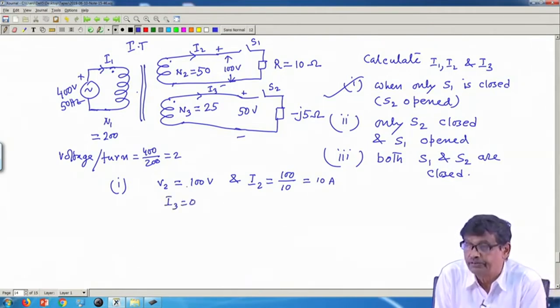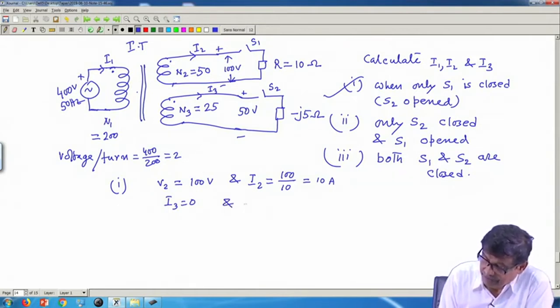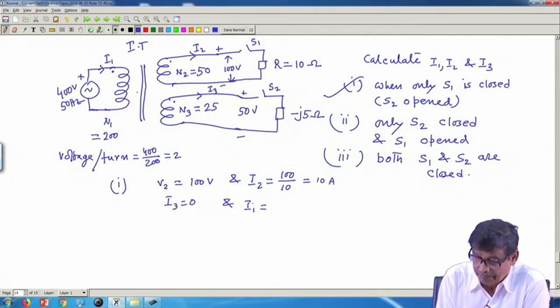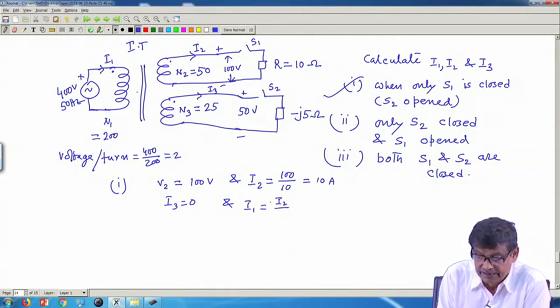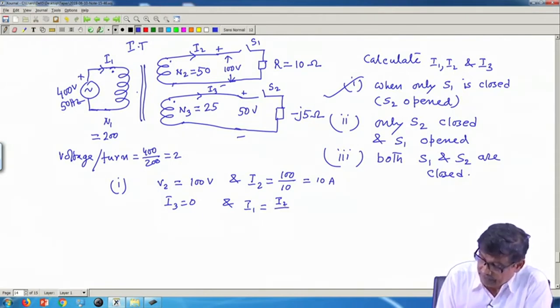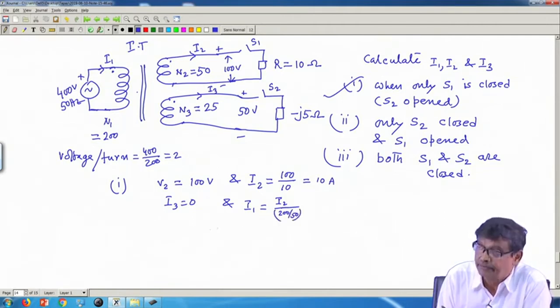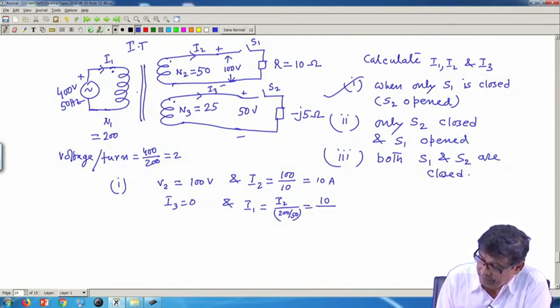I 3 is 0, S 2 is open, and what will be I 1? I 1 will be I 2 by A. A means here, for this, 200 is to 50, 200 by 50. This is A for this. So, it will be how much? 10 by 4, 2.5 ampere.